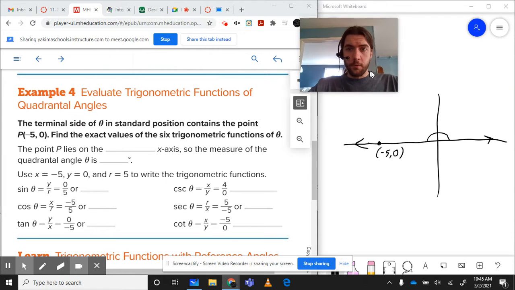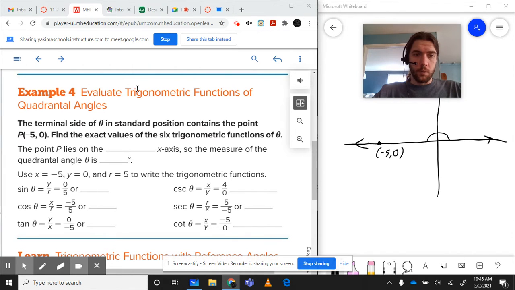Okay, here on example number 4, we're going to go through and do one of these trigonometric functions of a quadrantal angle. So it means one of those angles that are leaving us right on the dividing line of our quadrant. So they give us the point -5, 0, which would be right here. They basically just want to say, well, first of all, that's a 180-degree angle, right? It goes a straight line.